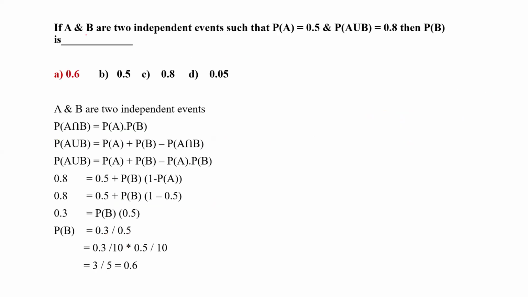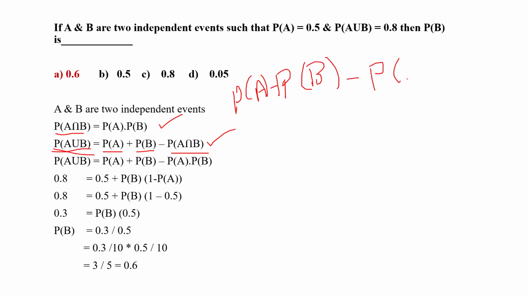This is one more sum. If A and B are two independent events, P of A is equal to 0.5 and P of A union B is equal to 0.8, then what is P of B they are asking? So what is the formula we have to understand? First we have to know these formulas. P of A union B is equal to P of A plus P of B minus P of A intersection B.